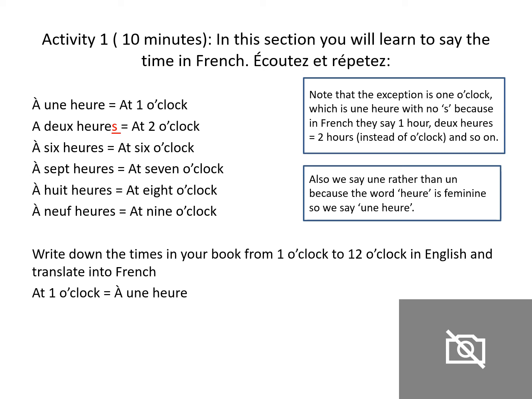Your next activity is to write down the times in your book from 1 o'clock to 12 o'clock in English and translate them into French. So we need to pause the recording now and write out those times in French. So you can use the ones at the top of the screen for 1 o'clock and 2 o'clock, à 1 heure, à 2 heures. Okay, to start you off.